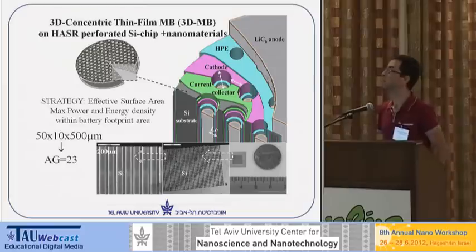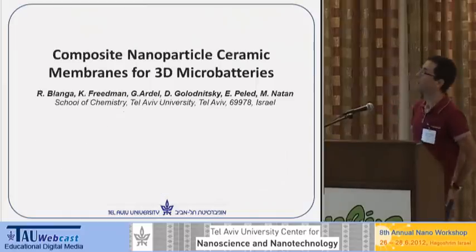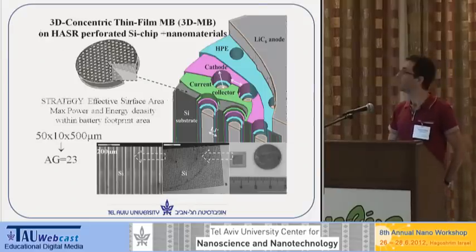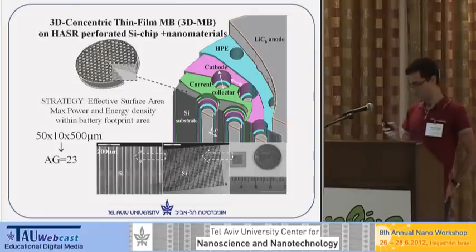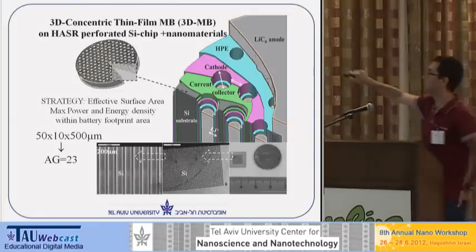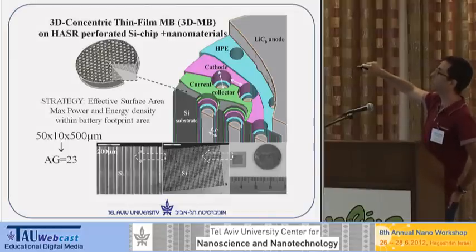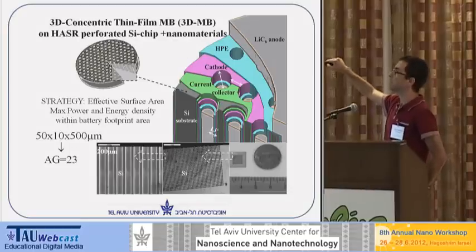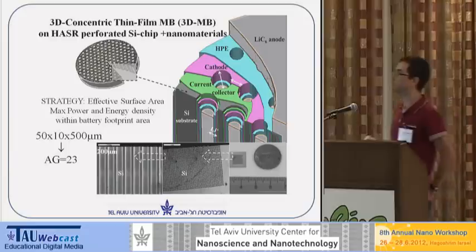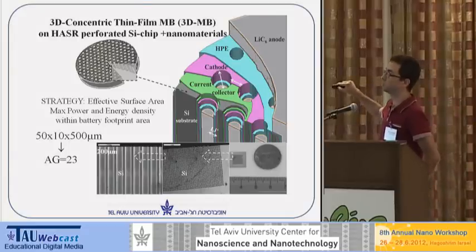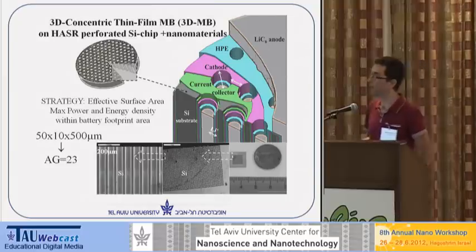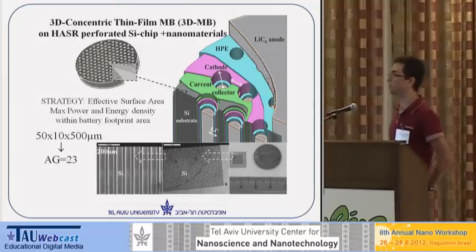My research is on development of composite nanoparticle ceramic membranes for 3D microbatteries. Here is a schematic cross-section of the microbattery where all the layers are composed from nanoparticle powders. The strategy of this research is to obtain a high effective surface area, maximum power and energy density within a battery footprint area.